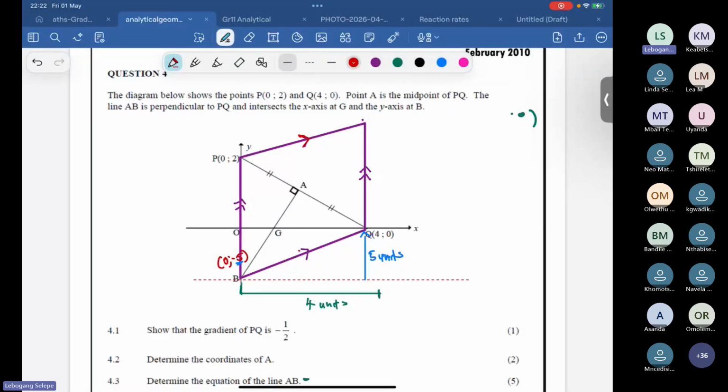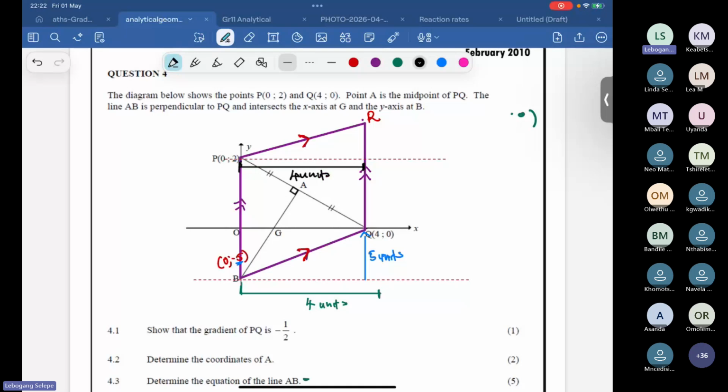Because this line is parallel to this line, what is happening to the line PQ must also be happening to the line PR. So for the line PR, if I draw a line that is parallel to the x-axis like this, it should also take 4 units in this direction, as it did for that one. So this should also be 4 units.